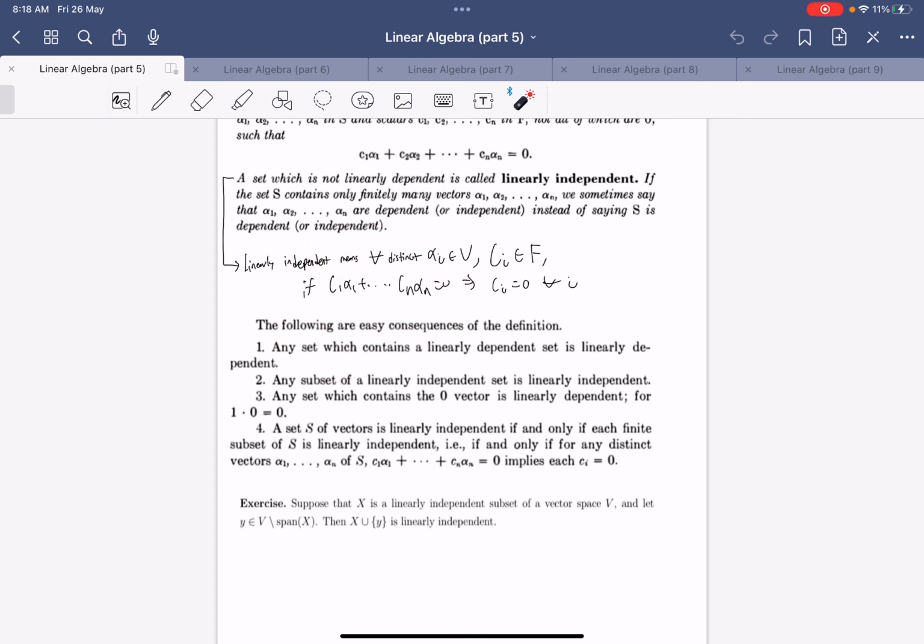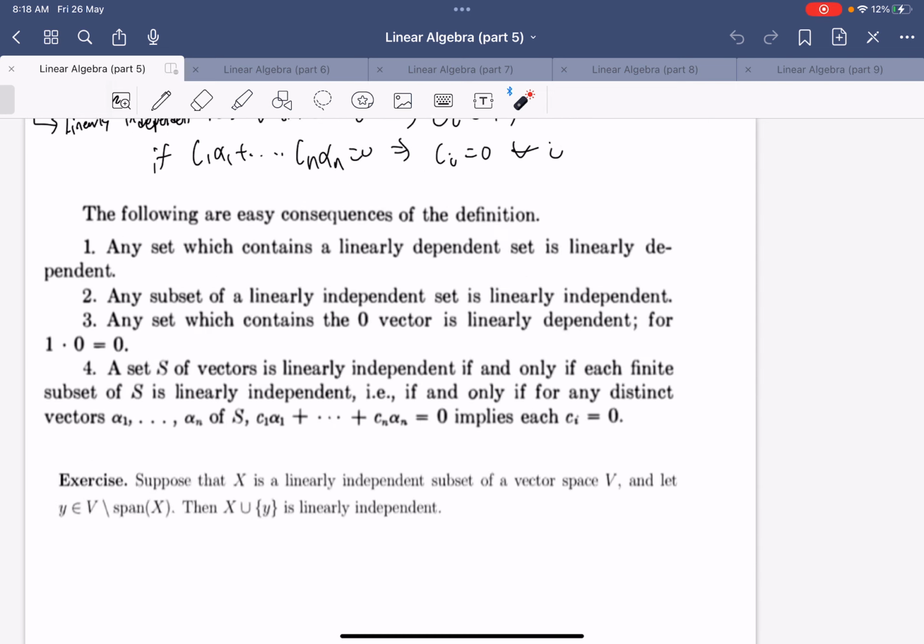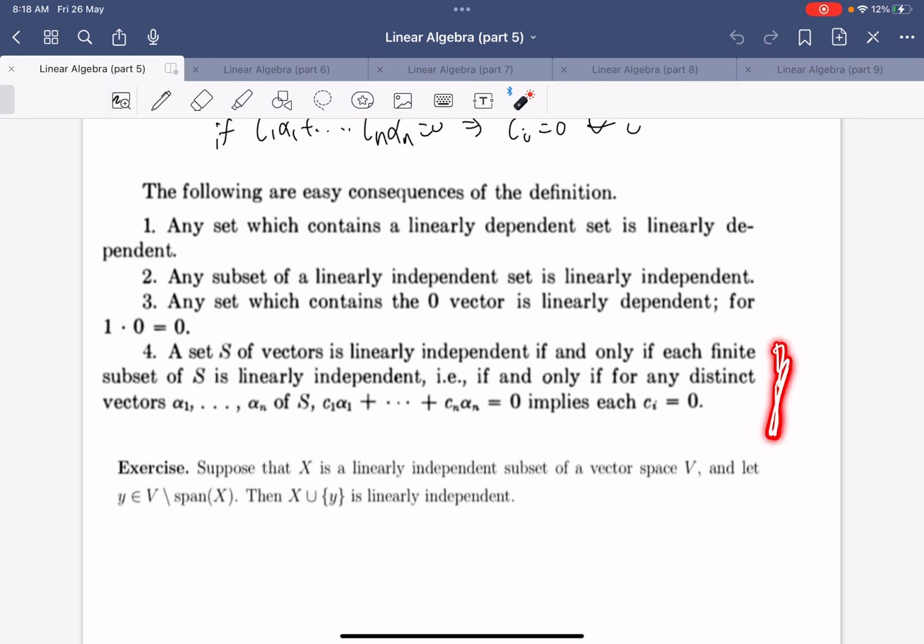Any set which contains the 0 vector is linearly dependent, because you can multiply any scalar in front of the 0 and you'll still get 0. And a set of vectors is linearly independent if and only if each finite subset is linearly independent. So this gives us a new way to define linear independence for infinite sets.